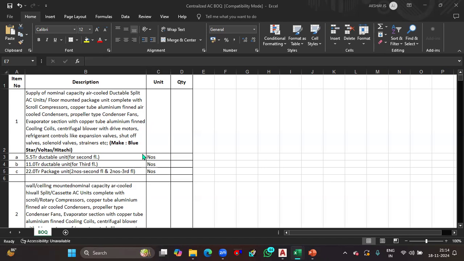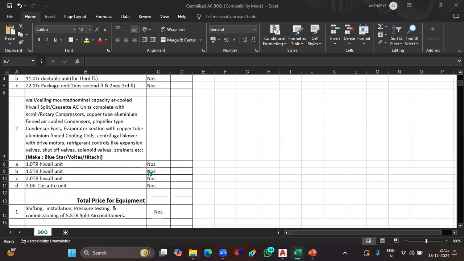This means from which company you need to purchase those machines, and how many machines are required for the project. For example, 5.5 ton, this much quantity, 11 ton, this much quantity. And you need to mention that for each floor. So you can see for second floor, 5.5 ton. For third floor, 11 ton. Then 22 ton packaged units. So here you need to mention those units and the quantity.